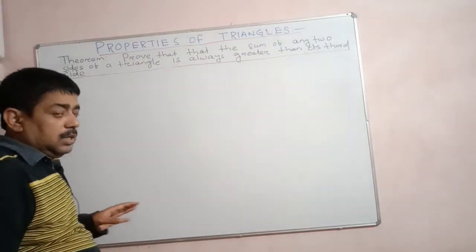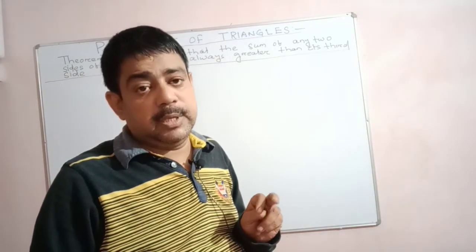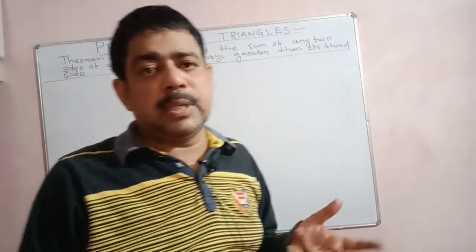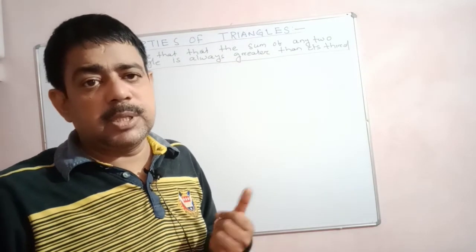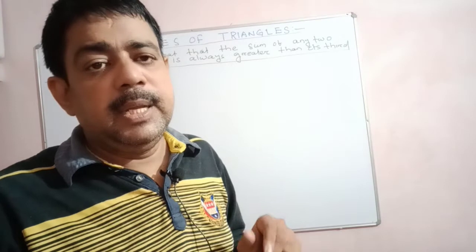This property is mostly useful for the purpose of construction of a triangle. Suppose three sides are given and you are asked to construct the triangle with the help of the given three sides. First of all, you check this property. Take any two sides and find the sum. If the sum is greater than the third side, then it is possible to construct such a triangle with the given sides. If this condition fails, then it is never possible to construct such a triangle with the given sides.